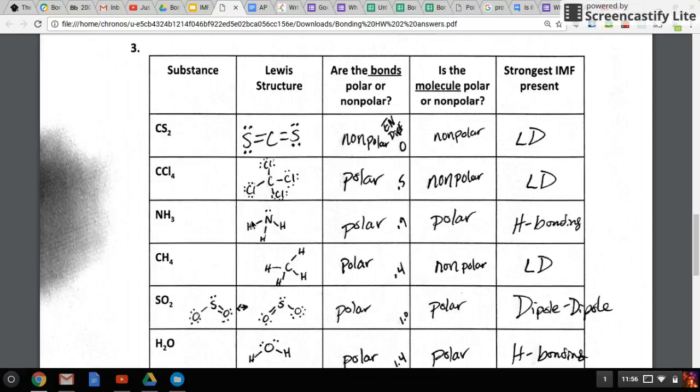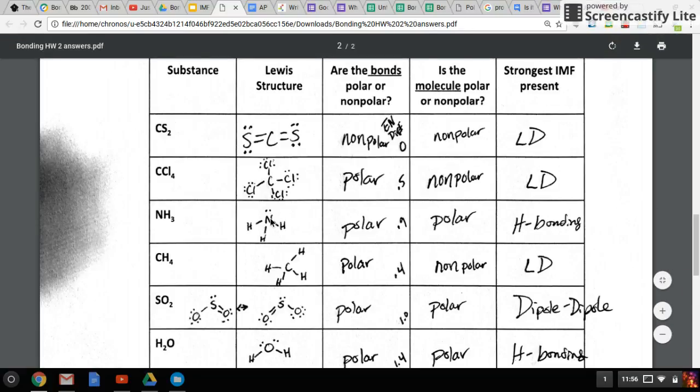With ammonia, the structure looks like this. We have 4 things around a center atom, 1 unshared pair, so this is trigonal pyramidal. And the nitrogen-hydrogen bond is quite polar. We end up with a 0.9 as the electronegativity difference between those two atoms. And the molecule itself is polar because it is not symmetrical, so the dipoles do not cancel out. This molecule ends up having hydrogen bonding between ammonia molecules because you have a nitrogen bonded directly to a hydrogen. So this hydrogen here is electron deficient and will seek out other unshared pairs.